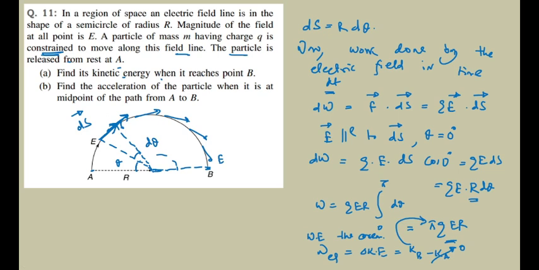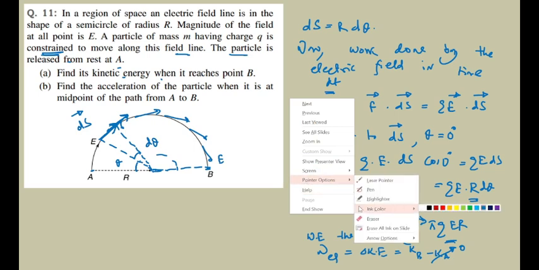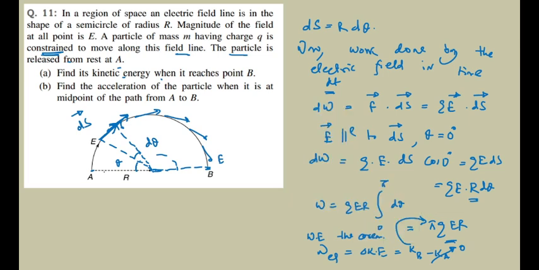Next, what they are asking: find the acceleration of the charged particle when it is at the midpoint of the path from A to B. Now, you see here, when it is at the midpoint of this path, or of this field line, at this particular point, the charged particle will have some kind of tangential acceleration as well as some kind of velocity. So my first target is to calculate this velocity.